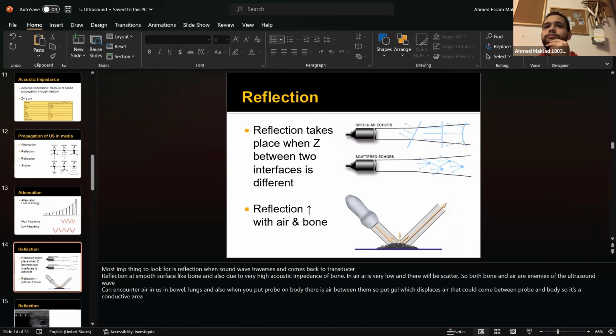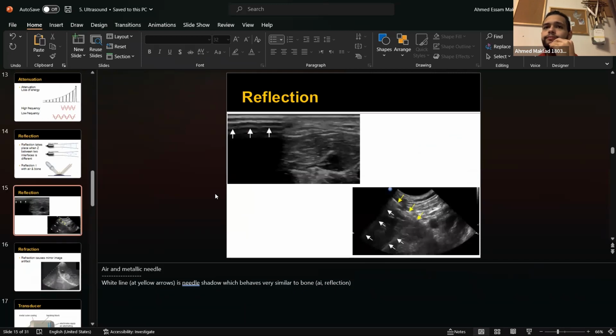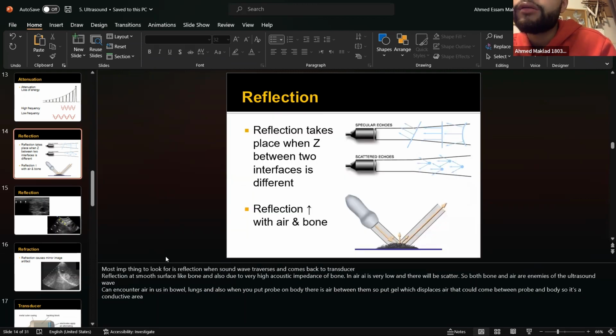Again, reflection increases with air and bone. Nothing really to talk about here. It's the same thing. Again, reflection. This, by the way, shows you a needle. If you look right here, you can see a needle right here. All right.